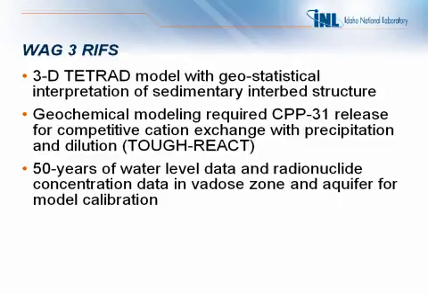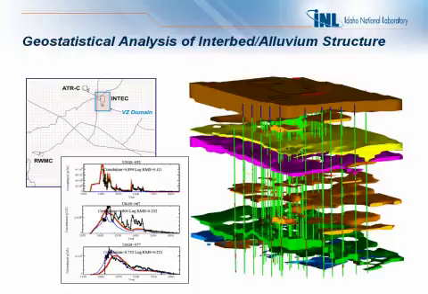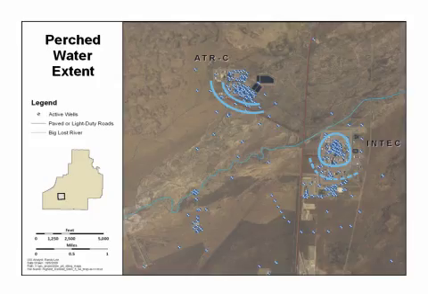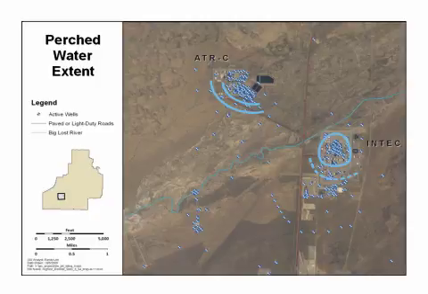There's our geostatistical model of the interbed structure. And these are actually calibrated to concentrations in perched water. Perched water is important in terms of our ICDF performance assessment because it can enhance the vadose zone transit time. But our ICDF is down here and outside of the zone of the perched water. Here's the current extent of the perched water. And this is up at TRA. These are percolation ponds, and they have an influence on the perched water.